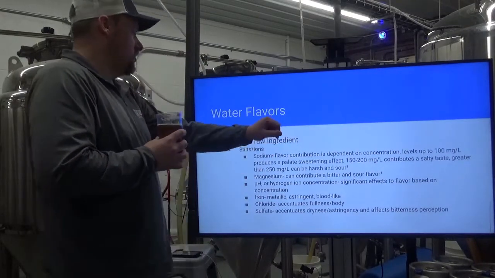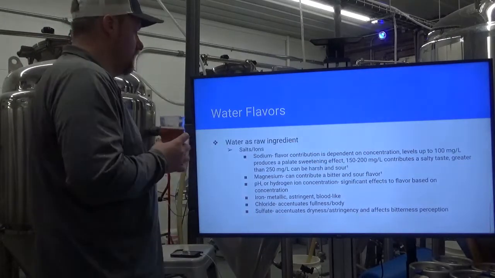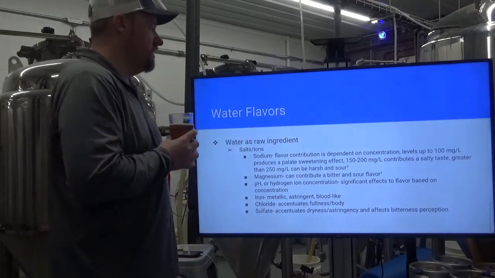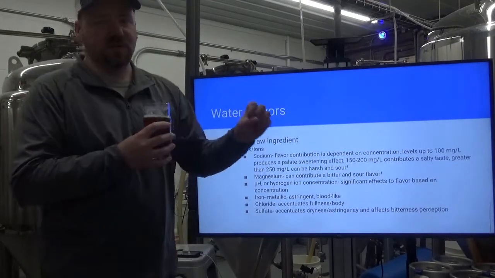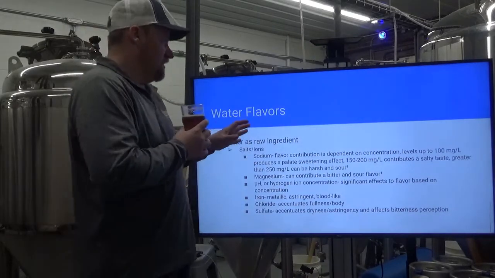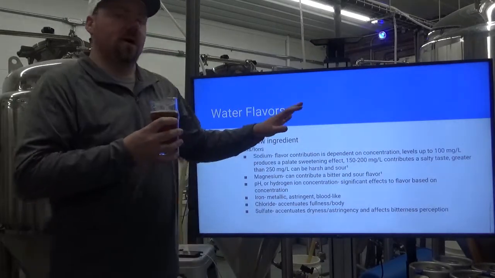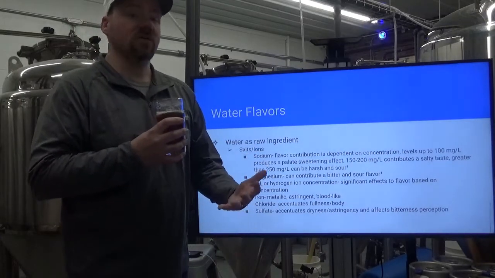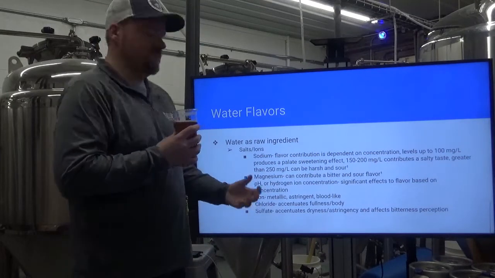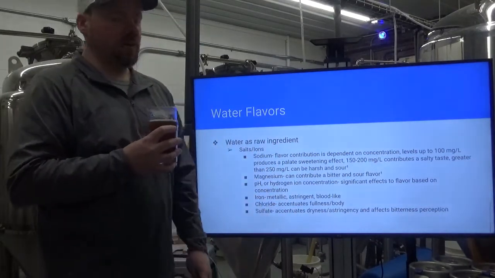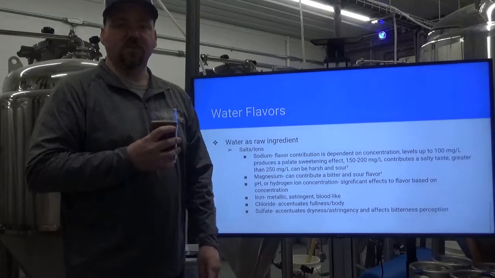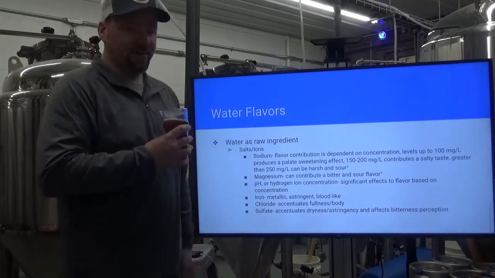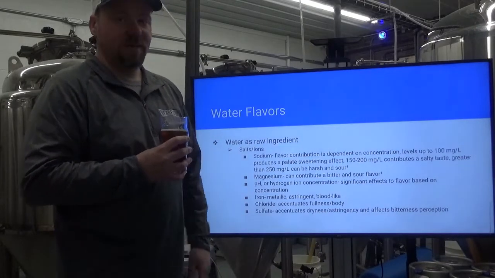At levels up to 100 milligrams per liter, it can produce a sweetening effect. It's kind of a little different than what you would expect. 150 to 200 contributes that salty taste, and that's usually in combination with the chloride that's there, just because that's really what we're used to as far as sensing a salty flavor. And anything above 250 is going to be harsh, it's going to be sour, it's just not going to be good. You think about if you go to the ocean, get some in your mouth, it tastes awful. At least it does to me. I can't do saltwater gargles either, just can't do it.